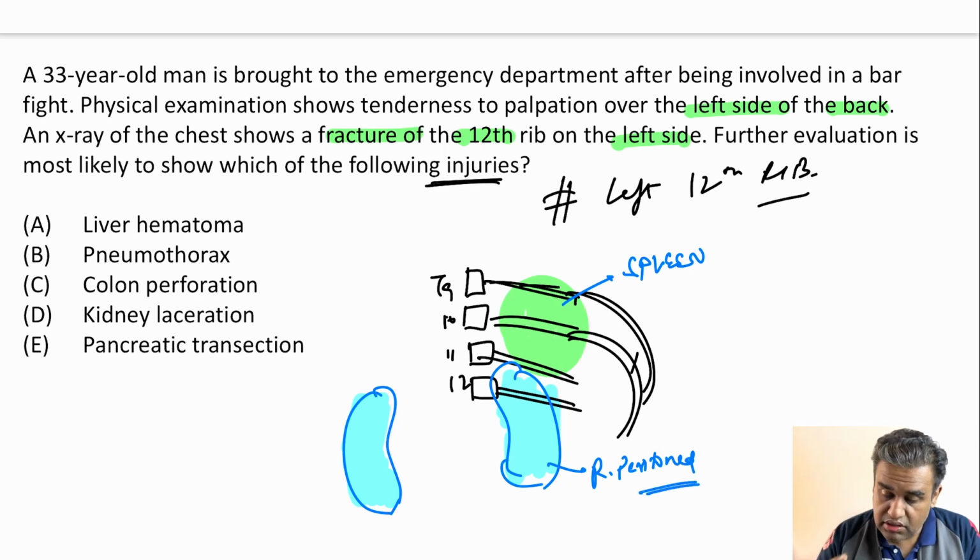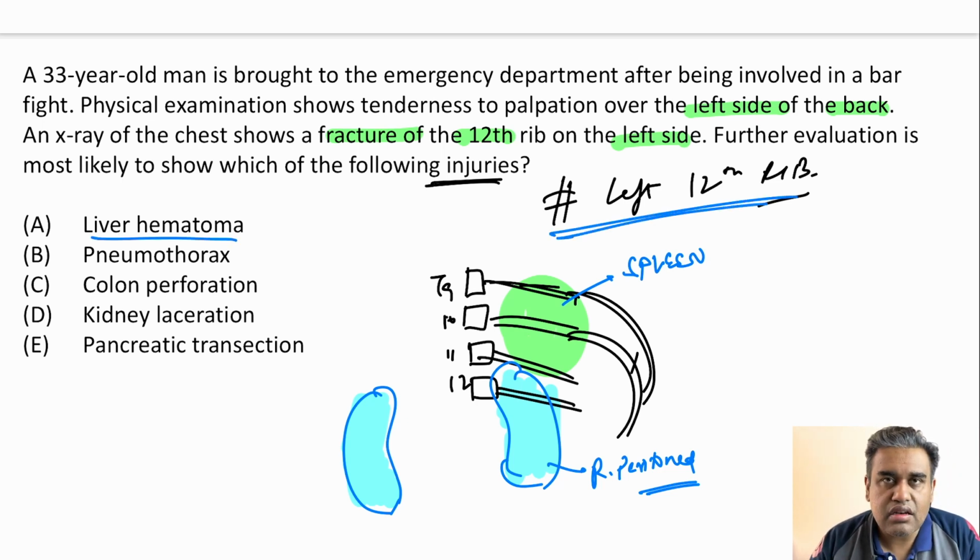Now see the options. So you have a fracture of the left 12th rib. They are asking, can we have a liver hematoma? Very rare. Two things. The liver is mostly on the right side. Second, the liver is intraperitoneal, not directly touching the ribs.